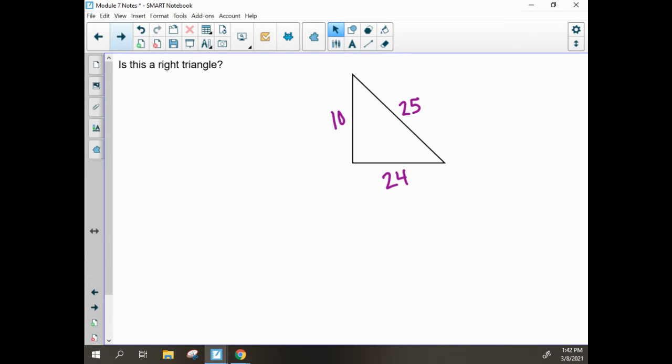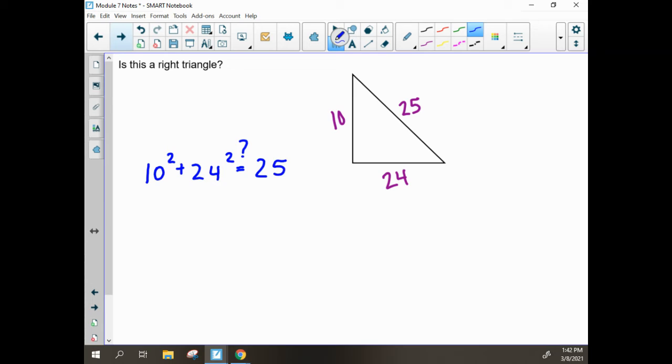Next, we have 10, 24, and 25. Obviously, 25 is the largest number between 10, 24, and 25, so we're going to make that the hypotenuse. So we get 10 squared plus 24 squared is equal to 25 squared. We need to determine if that's true or not.